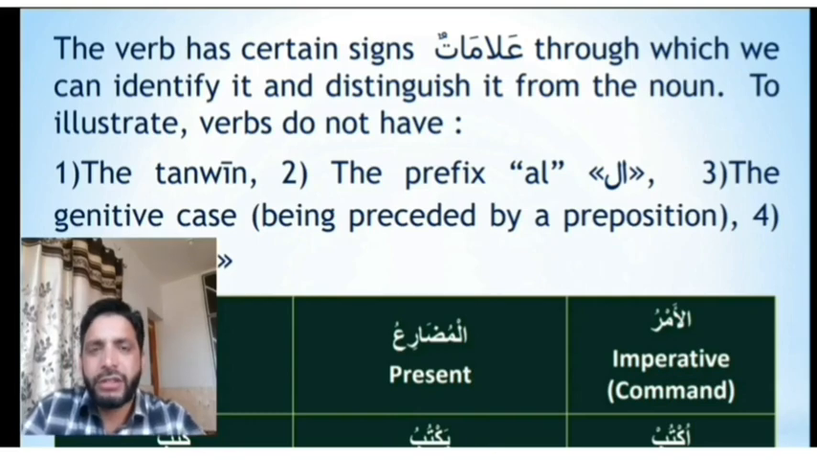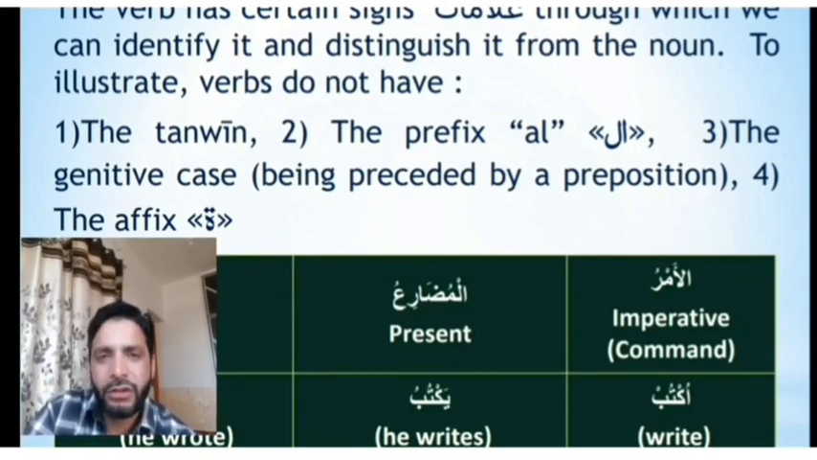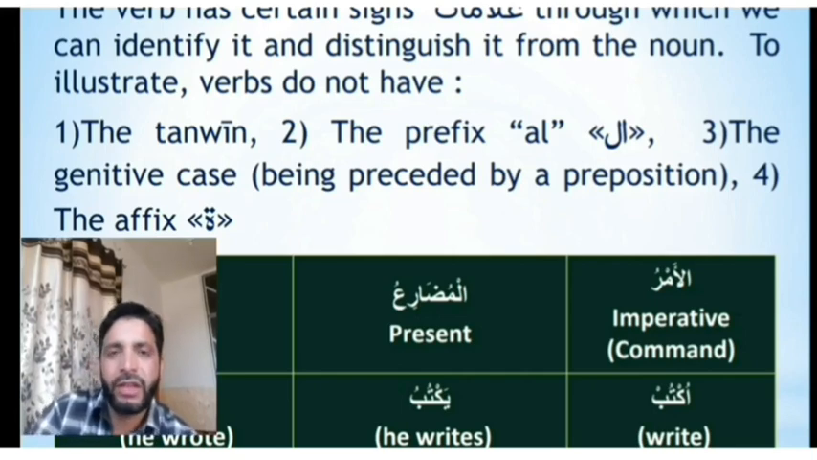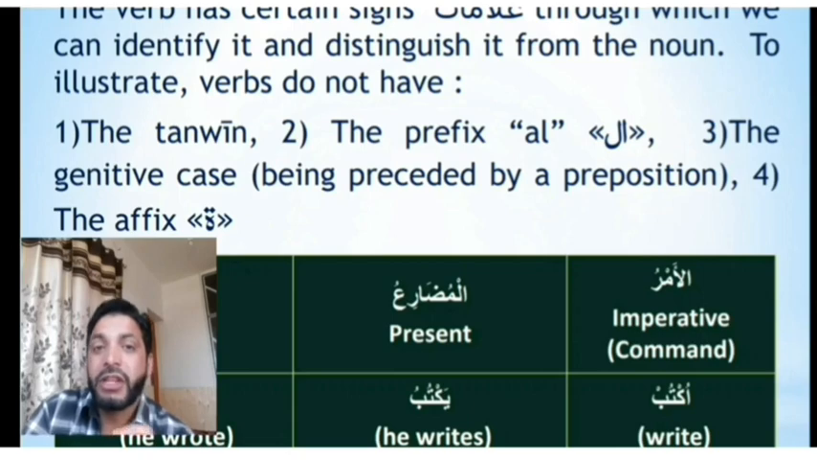Then the third sign is the genitive case being preceded by a preposition. We use genitive prepositions, which we call huruful jar, before the nouns, and these huruful jar act on those nouns at the end. They change their last letter. But you will never find these huruful jar before a verb. You will never find a verb in the genitive case. It will never be preceded by a preposition.